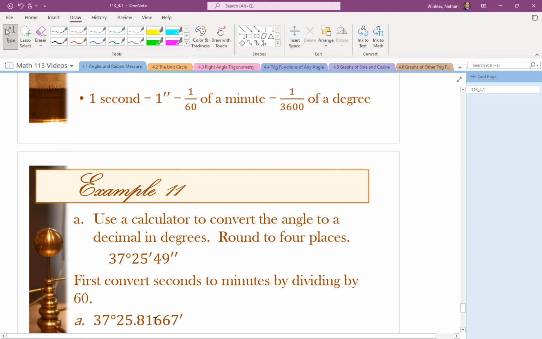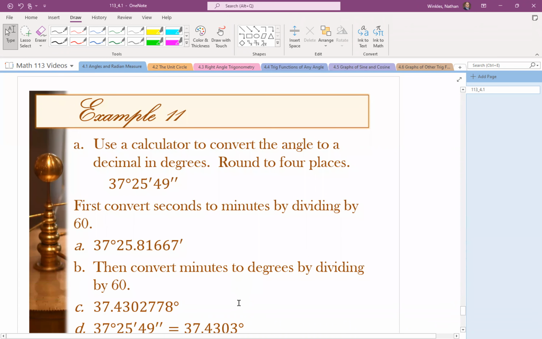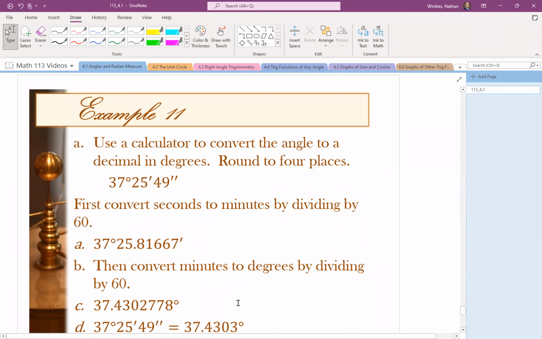Then we're going to take that 25.81667 minutes, and we're going to divide it by 60. So we get 0.4302778. It told us to round our final answer to 4 decimal places. So therefore we have that 37 degrees, 25 minutes, and 49 seconds is equal to 37.4303 by rounding the answer that's on line C right there.